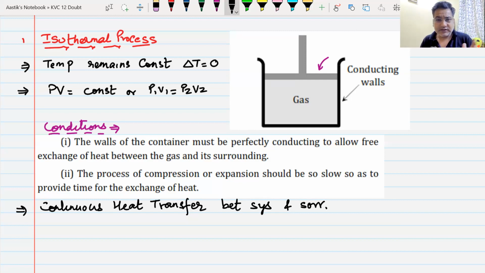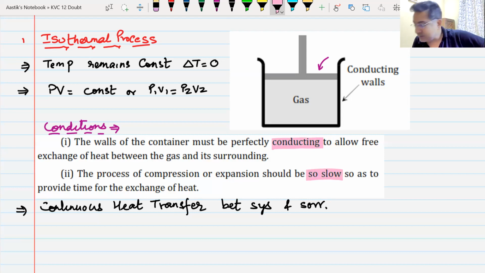So the walls of the cylinder or the piston must be perfectly conducting. Whenever you hear the term that the process is taking place in a conducting wall, that directly or indirectly means that the process is isothermal. The second condition, apart from the conducting scenario, is that the process must be very slow.